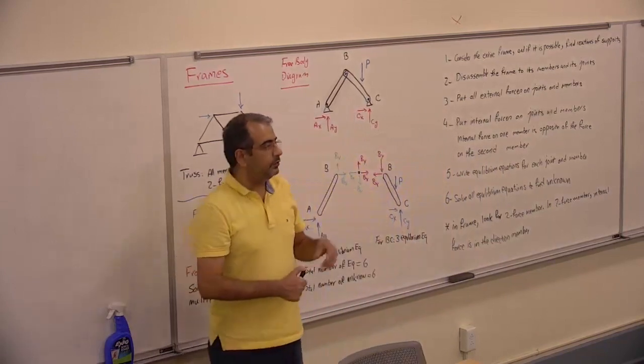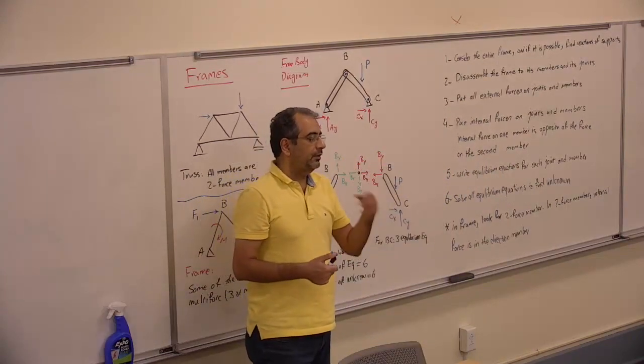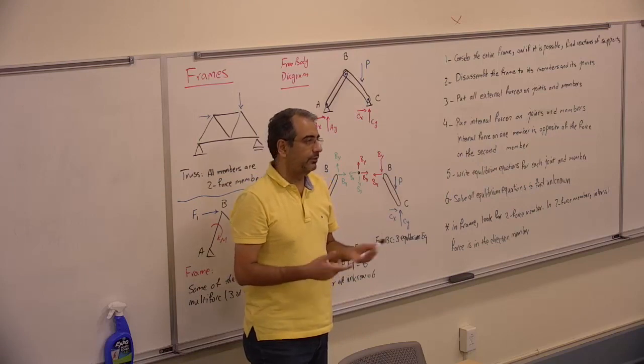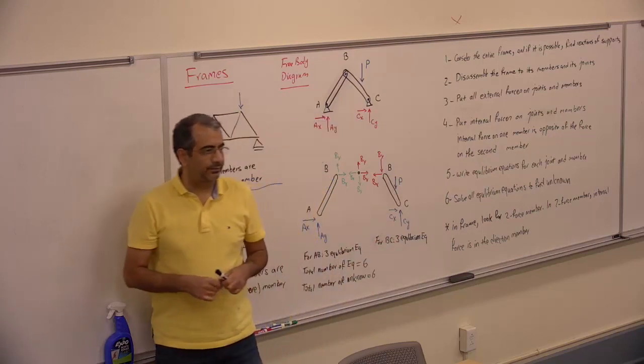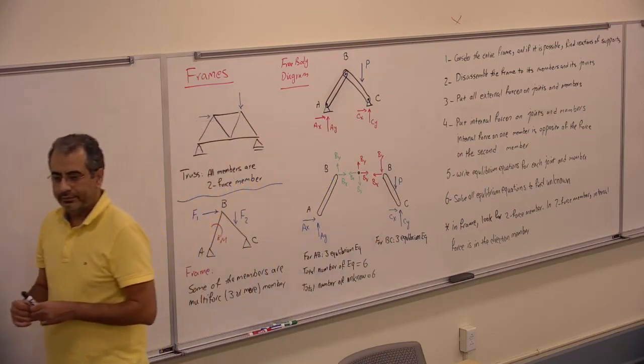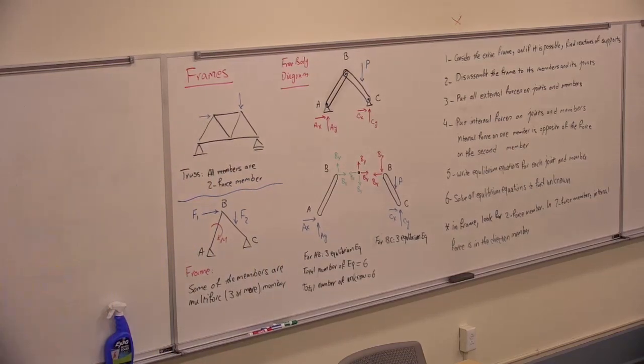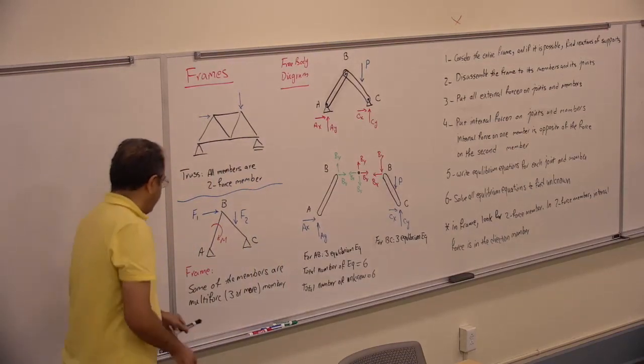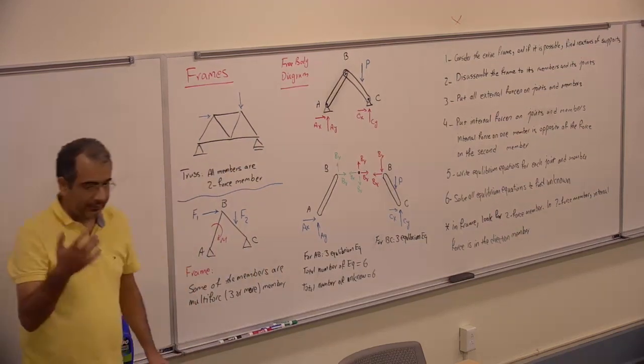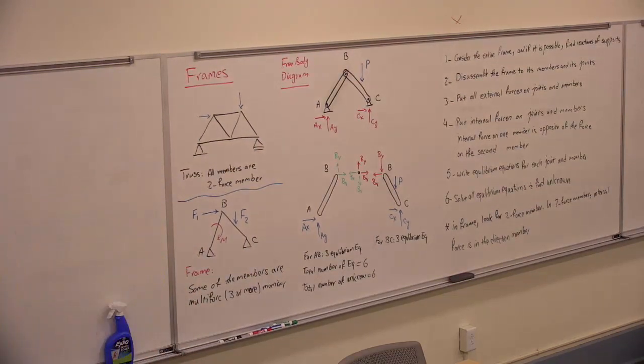So for every two force member you find, one less equation you have to solve. So usually, if at the very beginning you can find it, it usually makes it easier. Again, if you missed it, not a big deal. You just need to probably do a little bit more work. Question?